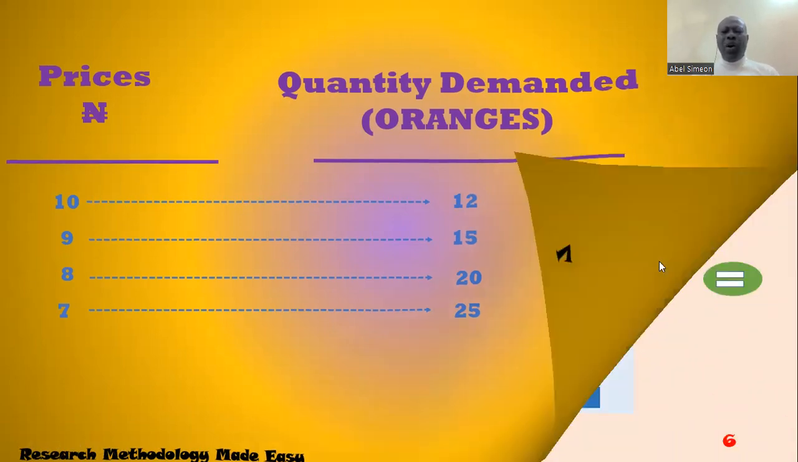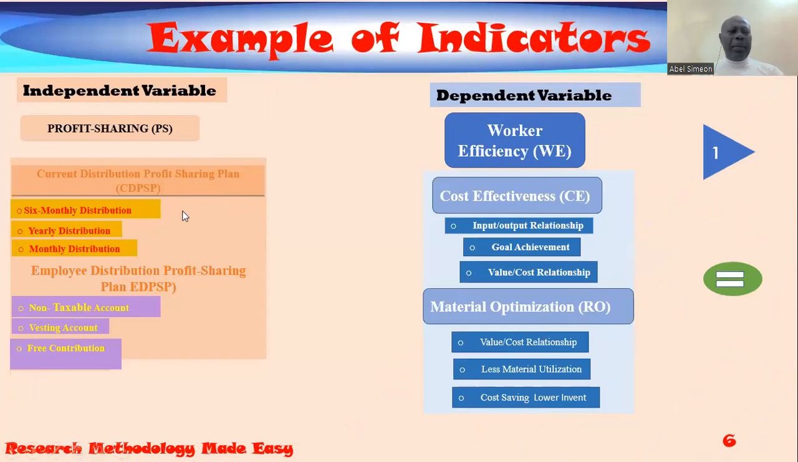But in the case of profit sharing, for instance, the current distribution plan, how do you define that? It is the indicators that will define it. It is what you have said it is that we take, or you check it out from the Google search engine, or the dictionary, and you look for the indicators of those variables, either the independent variable or the dependent variable.